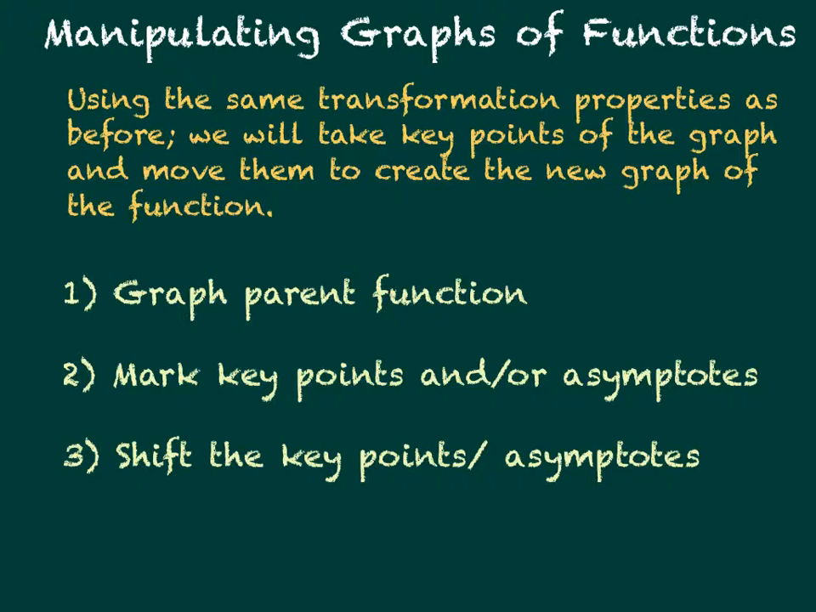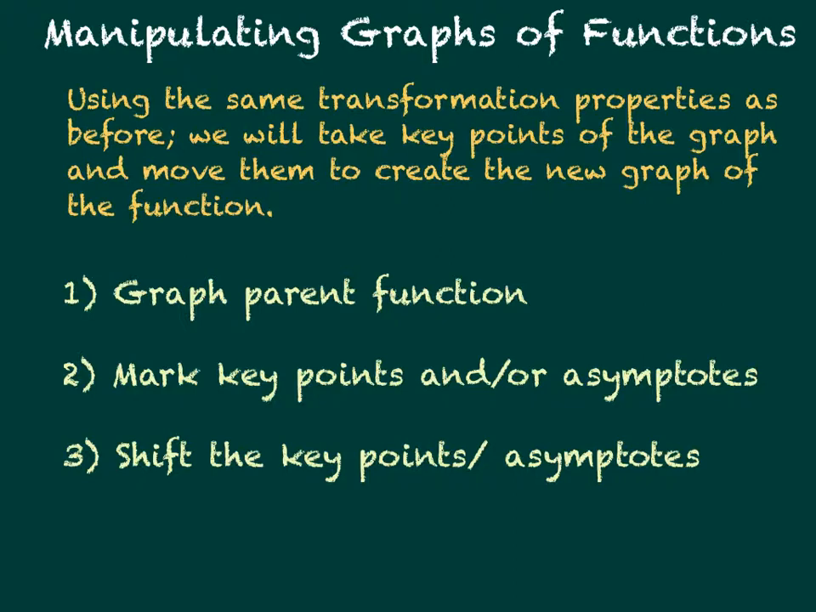Step 1 is to start by graphing the parent function, which we learned in the very first video how to graph. Then we mark any key points and/or asymptotes. Remember, asymptotes are lines that the graph approaches but never touches. That's the asymptote line. So mark any of those on the parent function. Lots of times that'll be the origin and maybe the point (1, 1) sometimes.